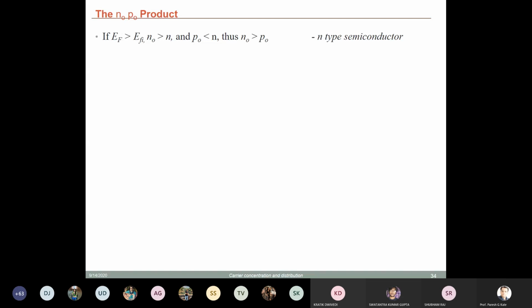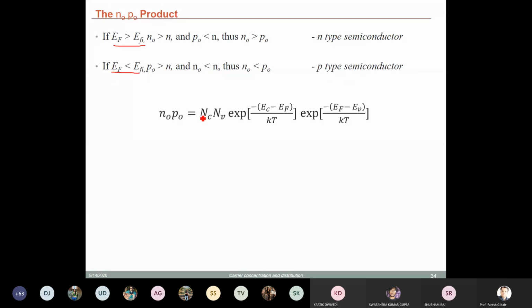Already we have talked about the product N0 P0. We know that it should be equal to Ni square. We haven't proved it, but now we have the expressions which we can use to prove it. When EF is greater than EFI, definitely electrons are higher, and vice versa is true for P type, respectively for N and P type semiconductors.